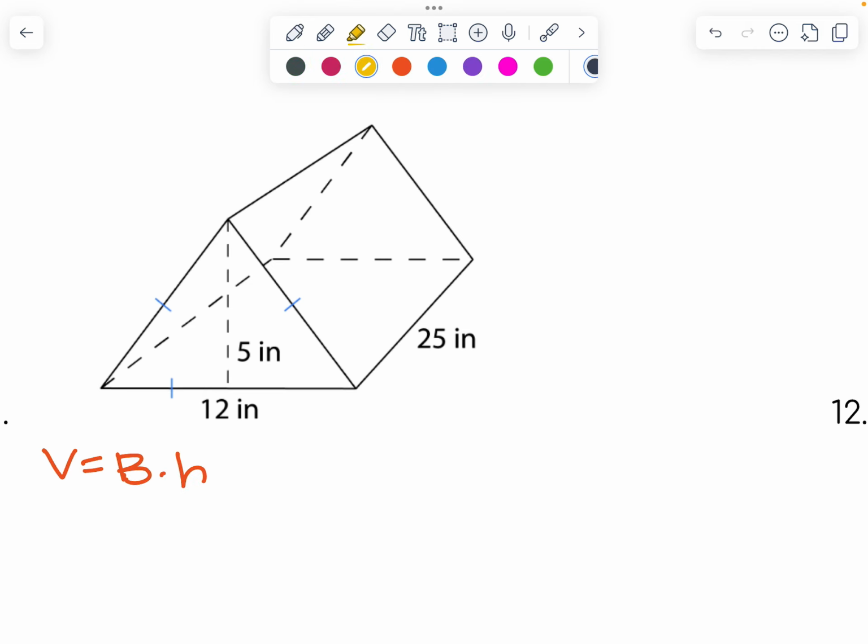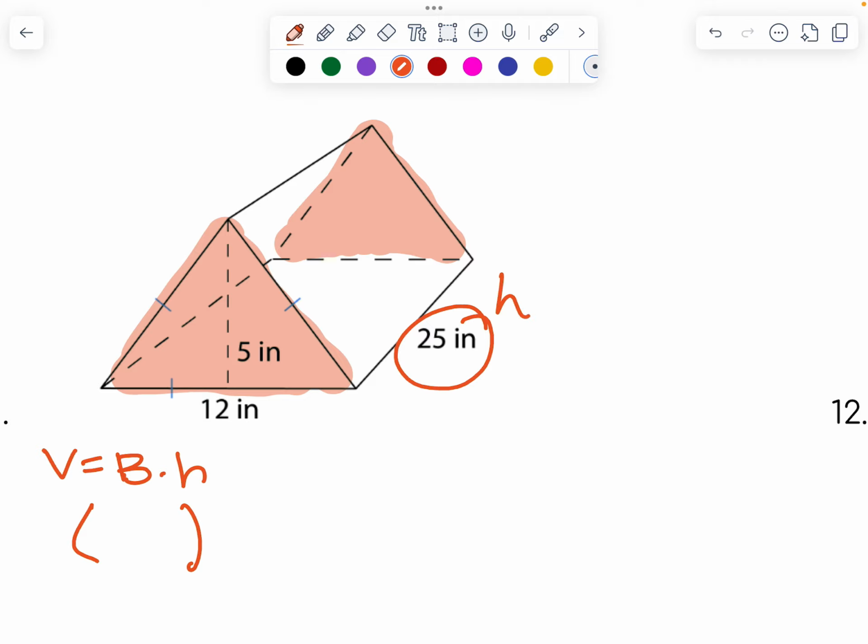This was hard for people because they don't understand that on a shape you have 2 bases, and they are parallel to each other. Do you see how you have 2 bases? You can't use the bottom 12 by 25. There's only one of those. You need 2. So I'm going to find the area of the base and times it. This is my height times 25.